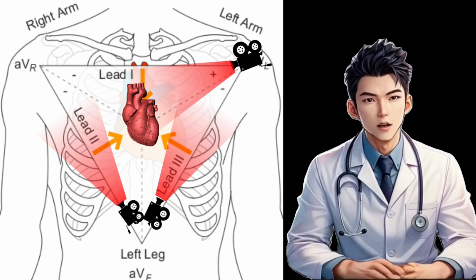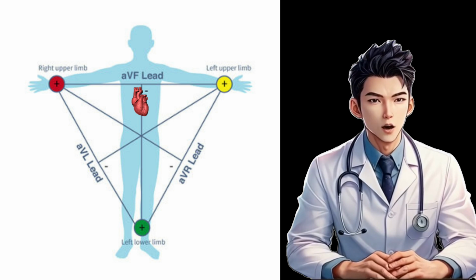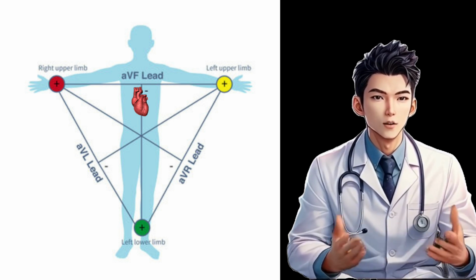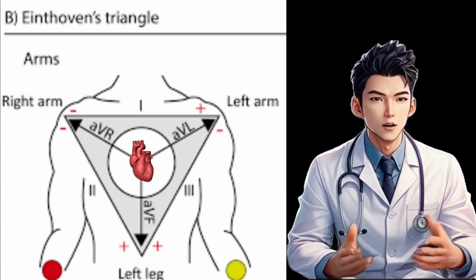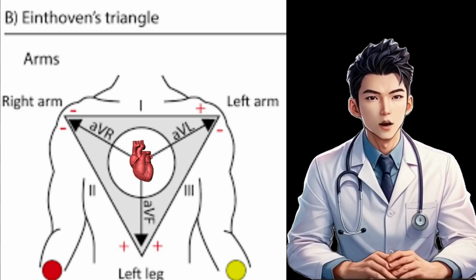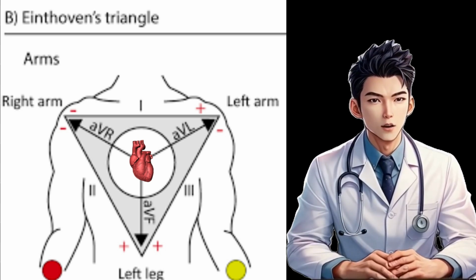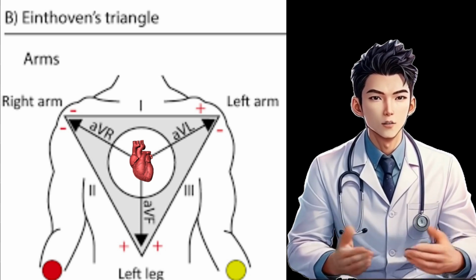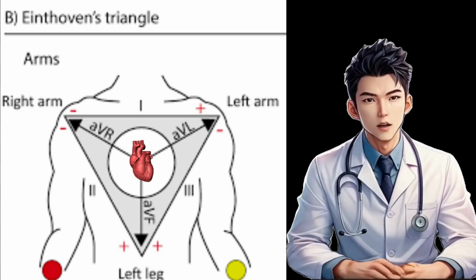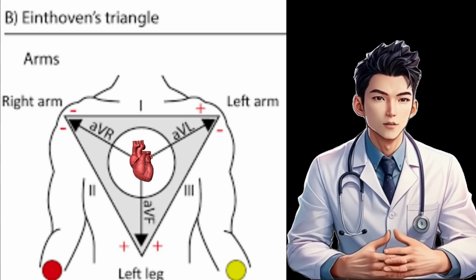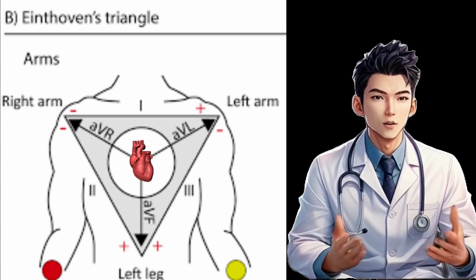Now this is another picture showing lead 1, 2, 3, and these leads are looking at the heart from 3 different angles. Now what mathematicians and physicists did is that they performed certain calculations and they derived 3 more leads from these very leads. And those leads are called augmented leads. Augmented leads include lead AVR, AVL, and AVF. And for AVR, AVL, AVF, you do not need to put any more electrodes on the patient. These 3 leads are basically derived from the vectors of lead 1, 2, 3.